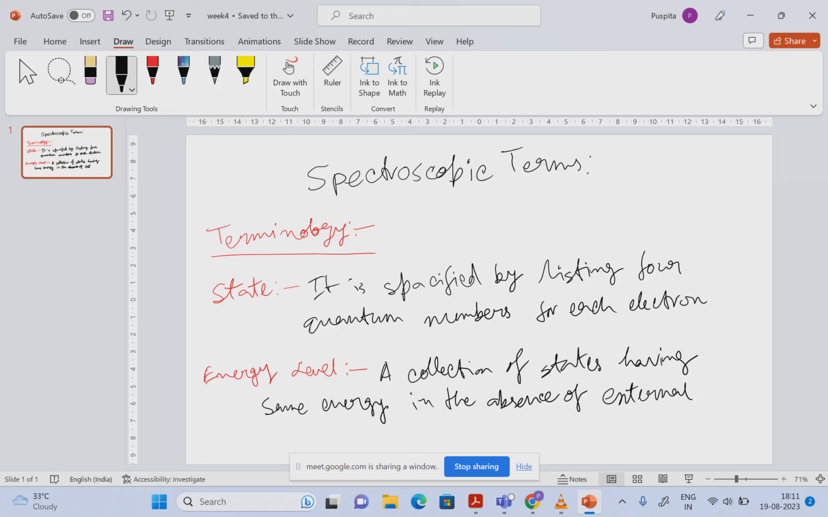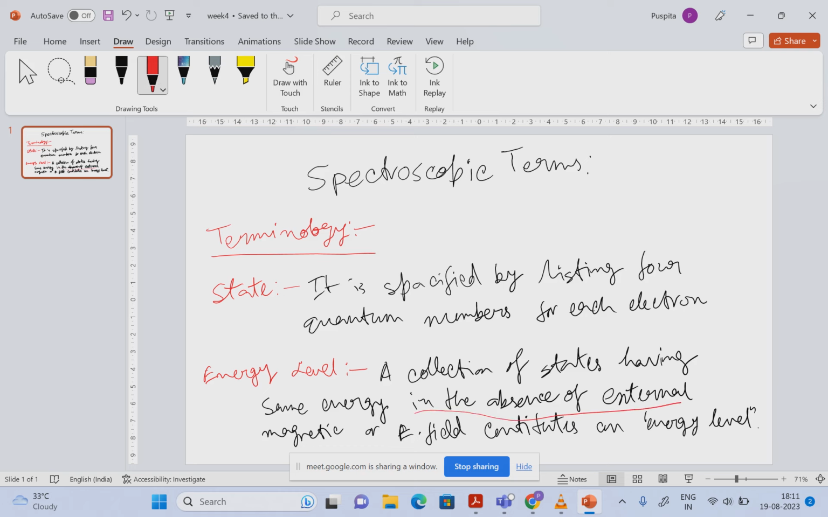External magnetic or electric field constitutes a level. The most important thing is, in the absence of external magnetic or electric field, the energy levels got changed in the presence of electric and magnetic field.